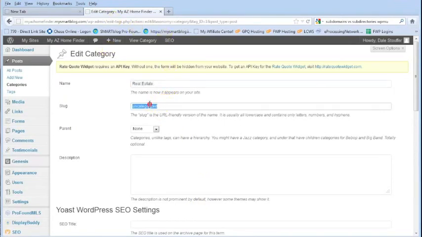And I'm going to change the slug to say real estate. So you want to have the slug be representative of what the name of the category is. Okay. Typically, you're not going to have a parent category, but you could.